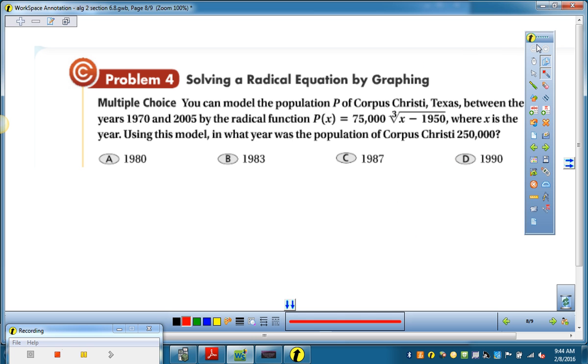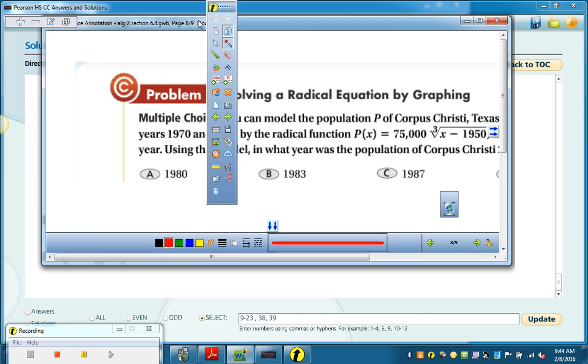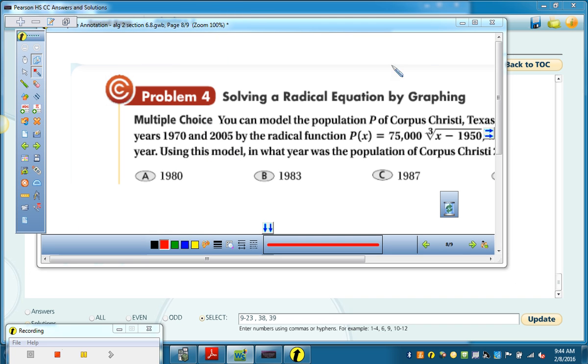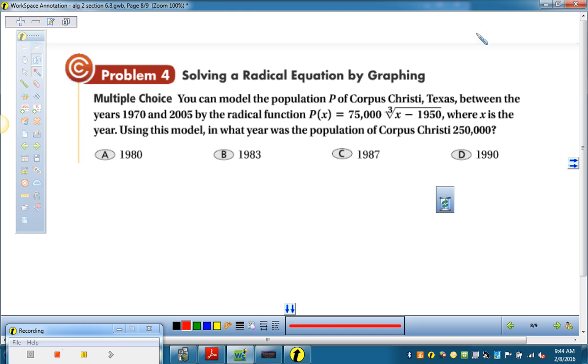Get your calculators out, please. I would like you to, let's read this problem first. You can model the population P of Corpus Christi inhabitants between 1970 and 2005 with the radical function that's given, where x is the year. Notice they say it is the year, so it's not going to be putting in 70, 80, 90, it's the whole year, 1970, 1980. Using this model, in what year was the population of Corpus Christi 250,000?